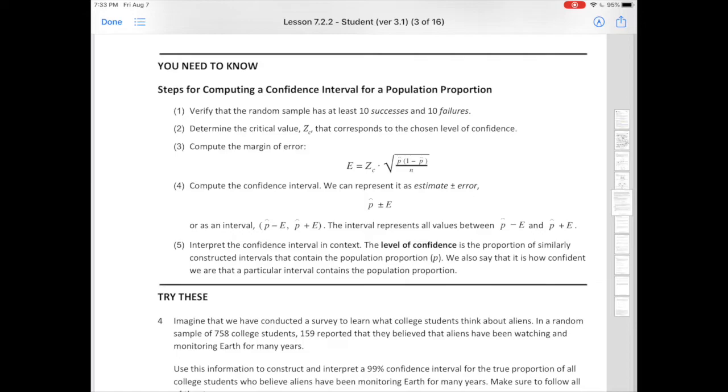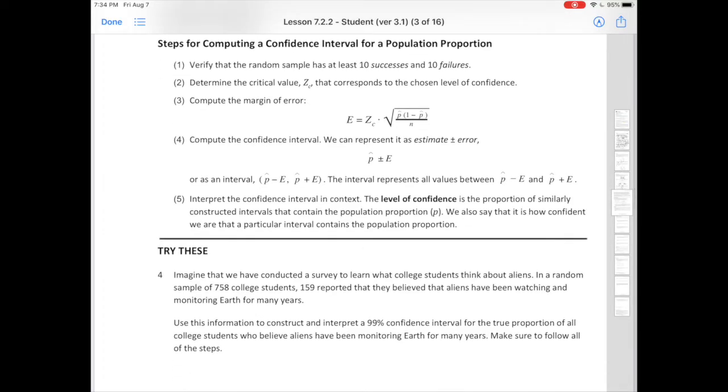Step 3, compute the margin of error. You're going to take the critical z-value and multiply it by that square root, and that's going to give you the margin of error. Step 4, you're going to compute the confidence interval. The way you represent it is by p hat plus or minus e. Or if you want to do it as an interval, it's going to be p hat minus e, comma, p hat plus e.